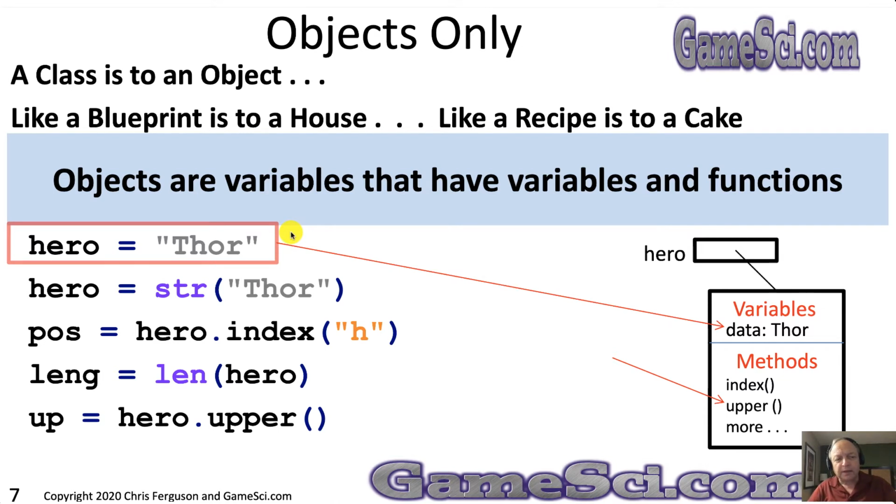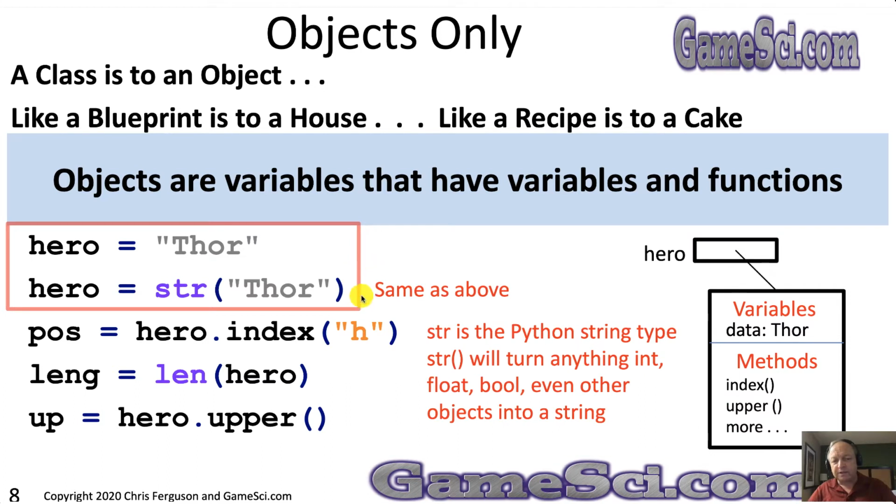Let's look at this line. hero = "Thor". We'll start with a string object. By assigning anything with double quotes, Python automatically builds a string or str object. And you can see that the data or the variable portion of a string object is going to contain the letters Thor. Objects also have functions, and when they're in objects, we call functions methods. Index, upper, more. Objects are these two-part entities. They have variables and they have functions, and these functions we're going to call methods.